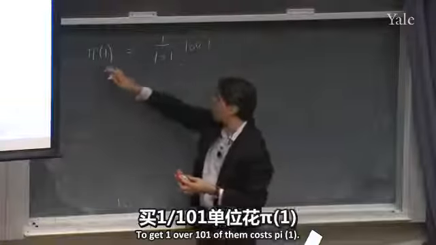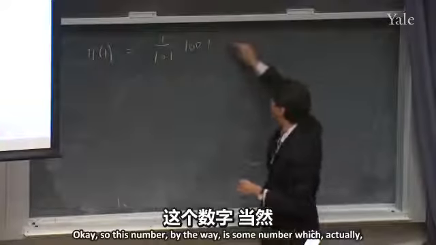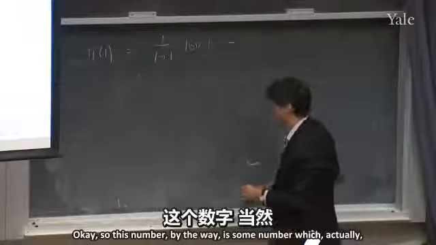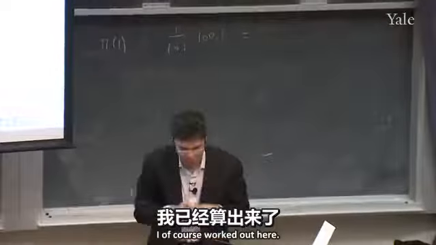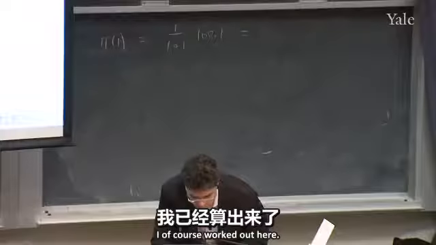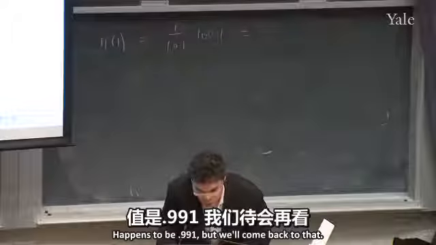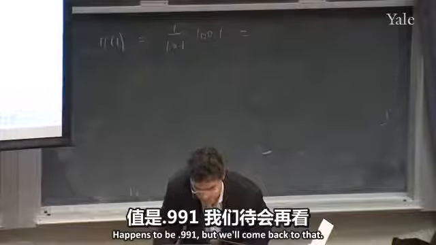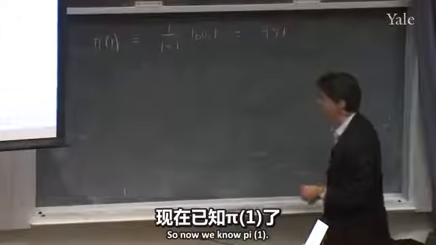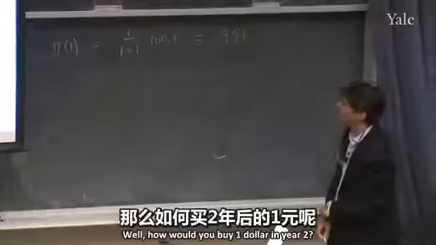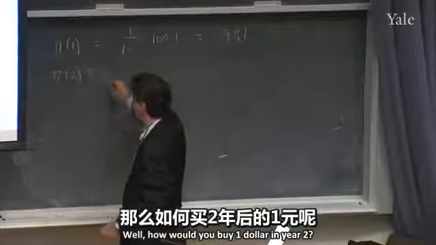Okay, so this number, which I, of course, worked out here, happens to be 0.991, but we'll come back to that. So now we know pi 1. Well, how would you buy $1 in year 2?